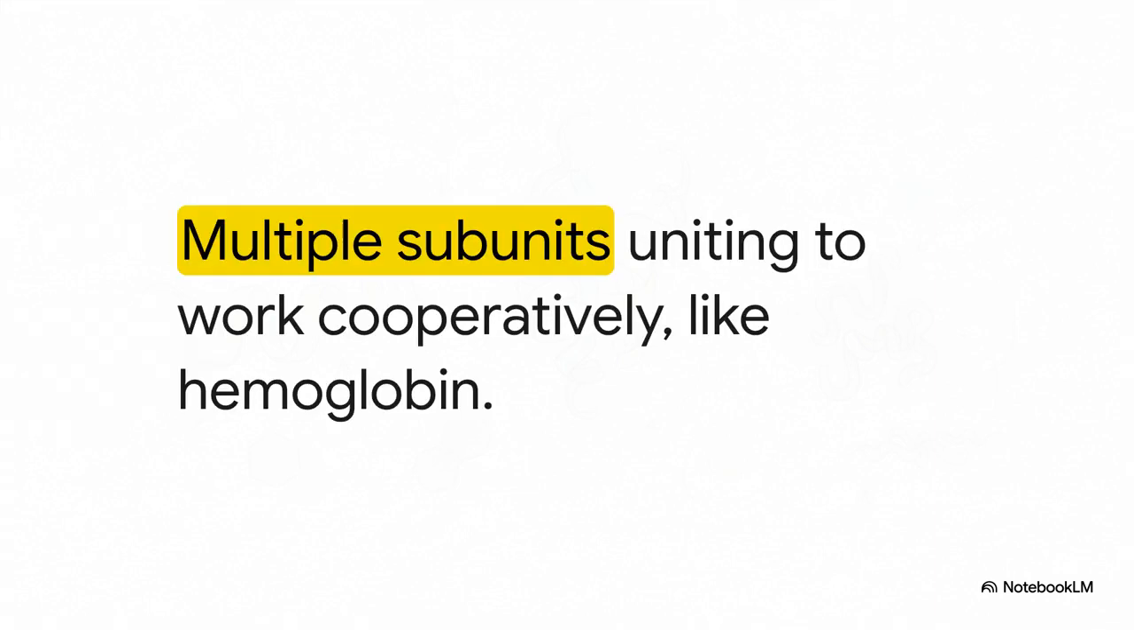And just really briefly, we have to mention quaternary structure. This is when entirely separate polypeptide chains, known as subunits, unite to form massive cooperative functional complexes. A classic example of this is hemoglobin in your blood. It's a tetramer where the binding of oxygen to one subunit actually increases the affinity of the other subunits for oxygen. It's essentially just perfect molecular teamwork.